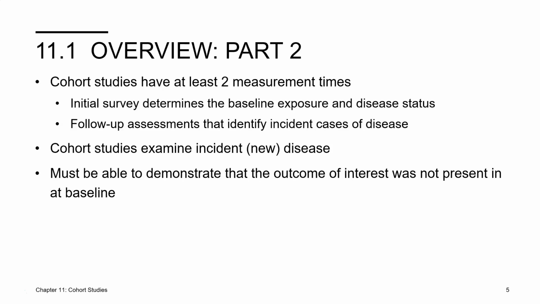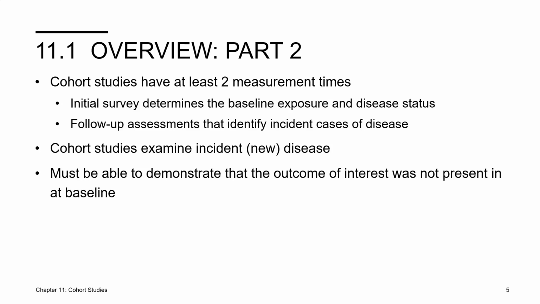Cohort studies should have at least two measurement times, so at least an initial survey at baseline to determine the exposure and disease status, and then follow-up assessments. And these follow-up assessments will determine incident or new cases of the disease. Cohort studies examine incidents of disease, and they can also examine continued exposures, and prevalence can also be examined, but the main purpose really is to determine these new incident cases.